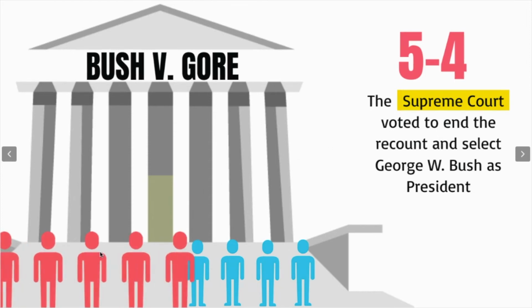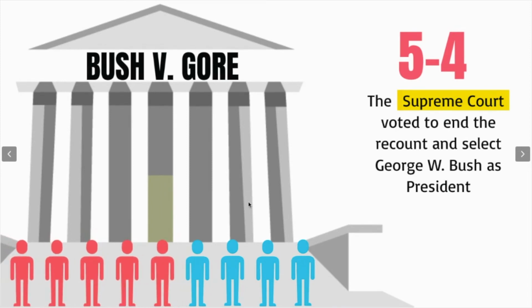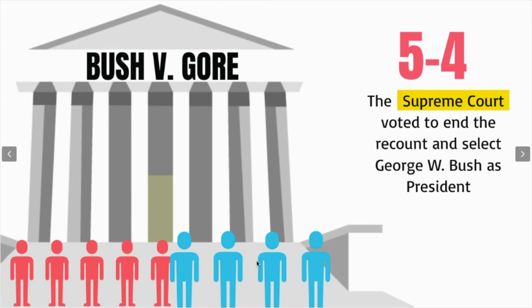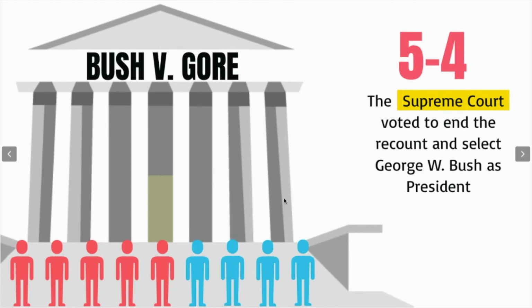The 5 justices that voted to make George W. Bush president were all conservative justices picked by Republican presidents. The 4 justices that voted against this decision were the liberal justices picked by Democratic presidents. So this vote was along party lines, and some Americans felt like it was more of a political decision and not necessarily the fair thing to do.